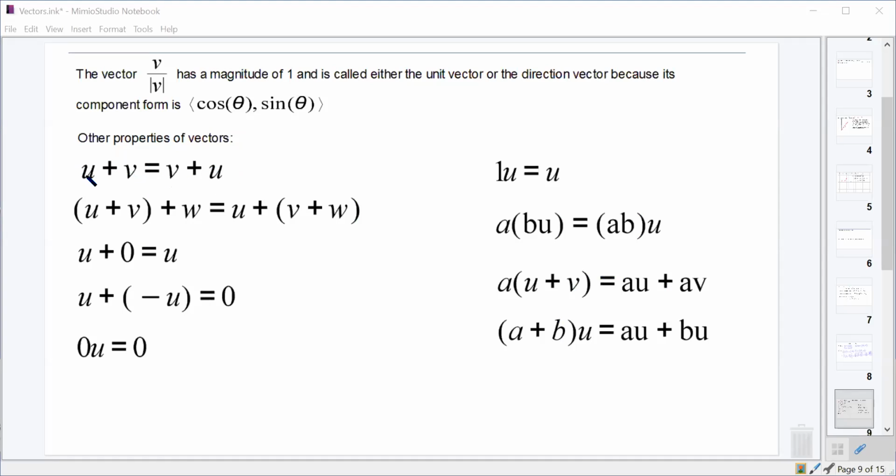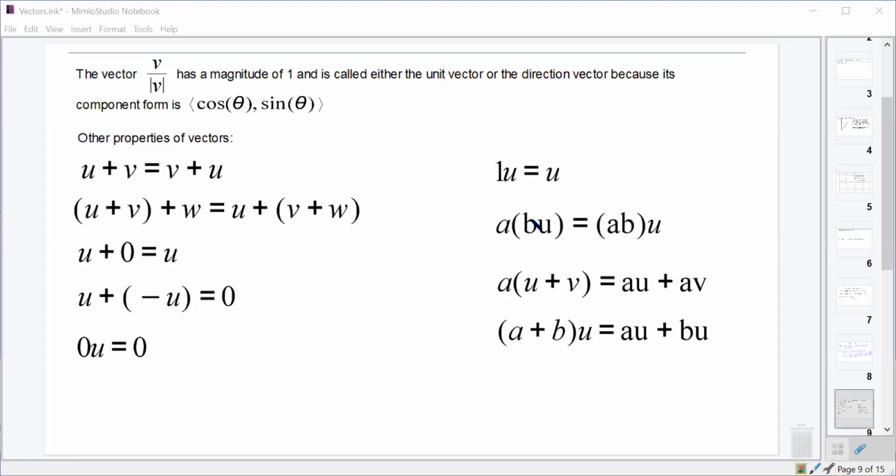We have addition of vectors is commutative. You can do it in any order. It's associative. You can combine any two parts of it together and add them in any order. It doesn't matter. If you add a 0 vector to a vector, you get the same vector. A vector and the opposite of that vector becomes 0. 0 times any vector is 0. 1 times any vector is just that vector. Basically, all these same properties that we have with regular numbers can be applied with vectors.